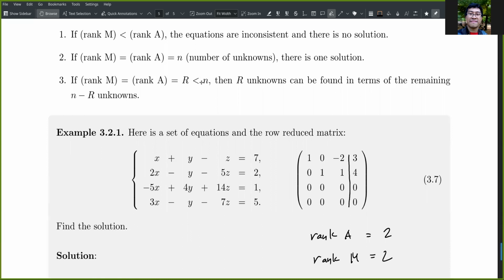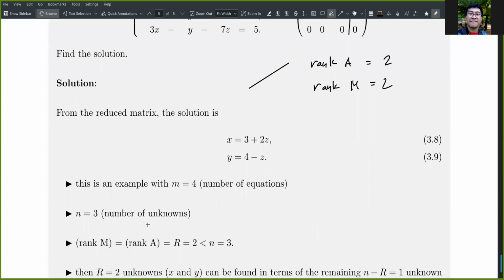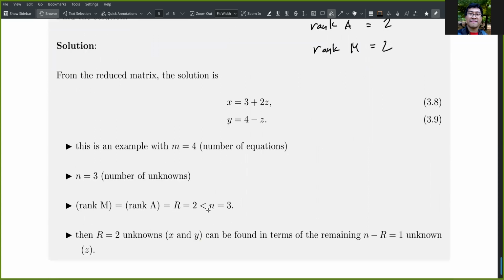So 2 is less than 3. Therefore, there are 2 unknowns that can be found in terms of the remaining n minus r, 3 minus 2 unknowns. So n is 3. The rank 2 is less than 3. So there are 2 unknowns, which are actually this x and y, which can be found in terms of the remaining 3 minus 2. 3 minus 2 equals 1 unknown. That 1 unknown is this z.